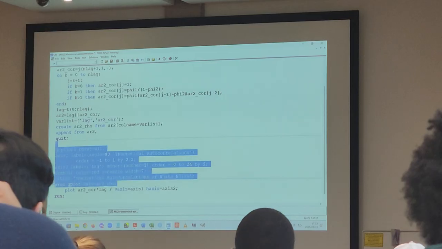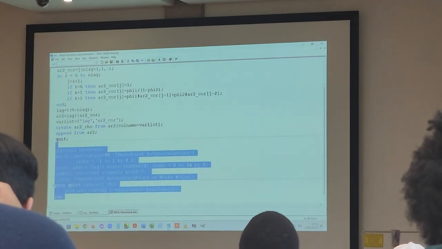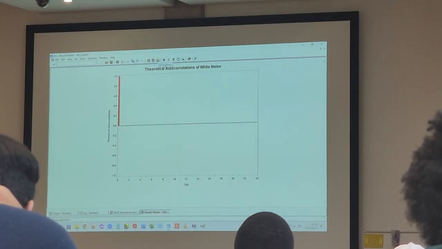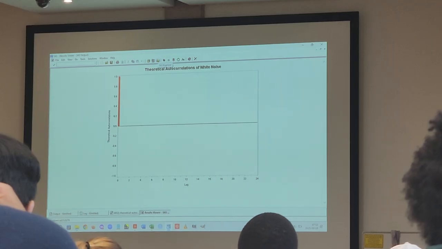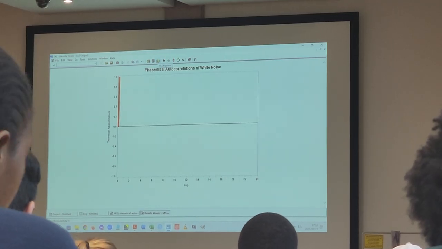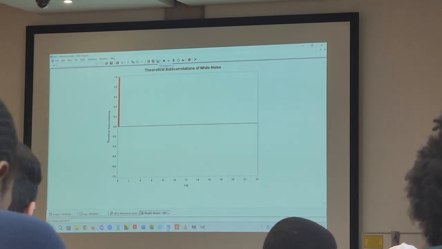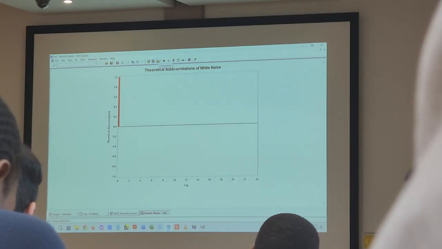That is action. So let me try again, run it again. And there I got it now. That is the theoretical autocorrelation of white noise, 0 anyway. So it gets rather boring. Let's see if we can get something a little bit more exciting.